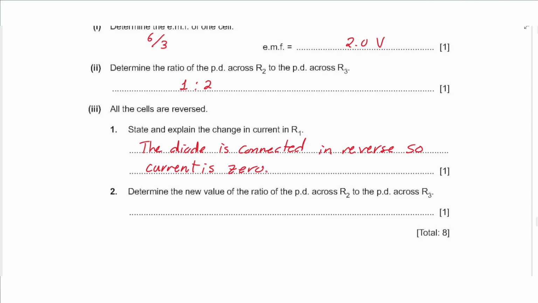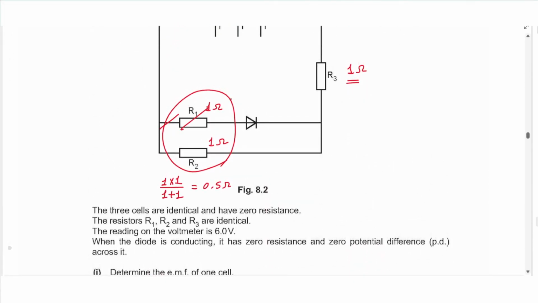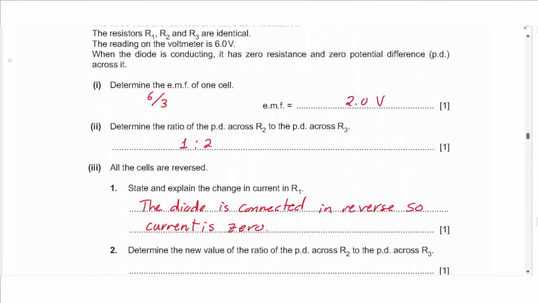Part IV says determine the new value of the ratio of the potential difference across R2 and R3. So now R1 is not working, so we don't have the parallel connection. Now we have the resistance 1 to 1, so the voltage would also be divided with a ratio of 1 to 1. So this is the answer. Now, since the resistors are identical, the voltage would be divided equally across the resistors.